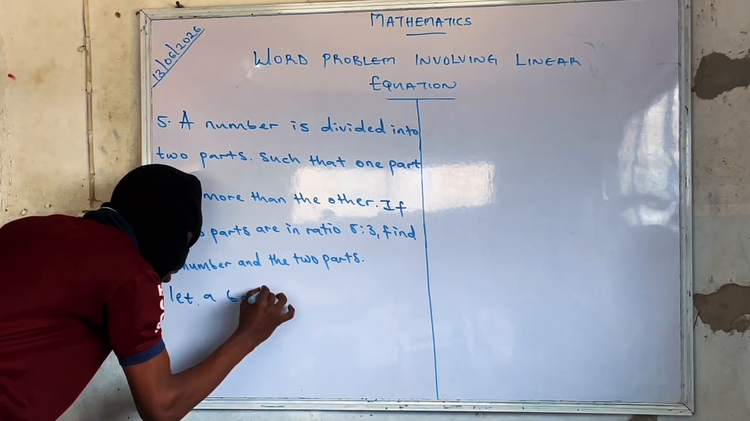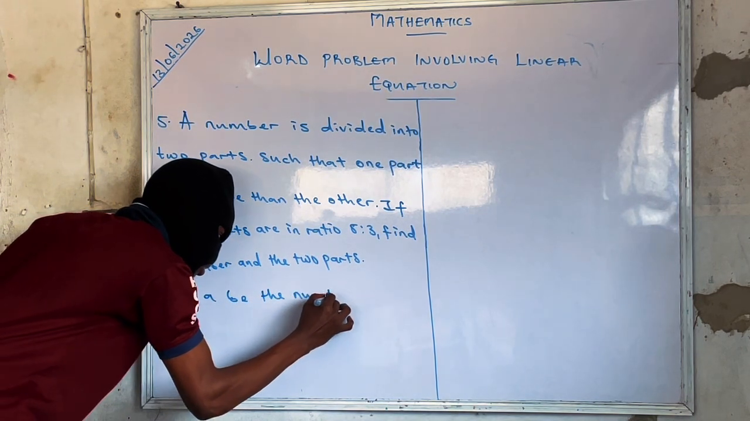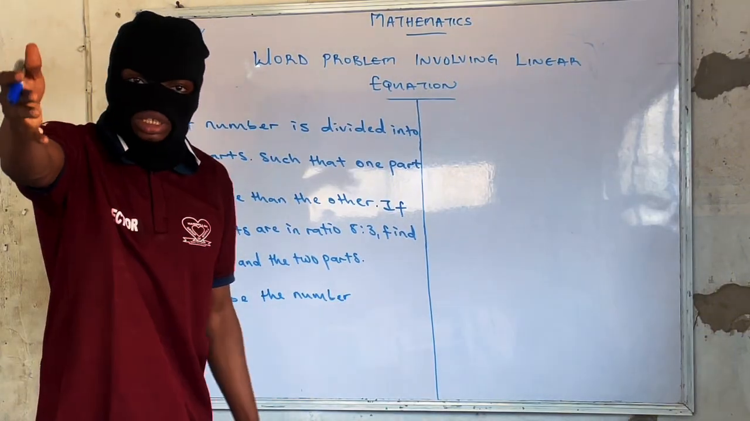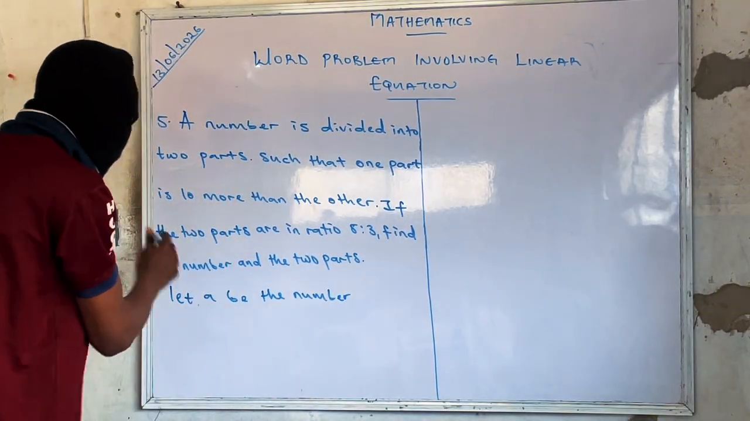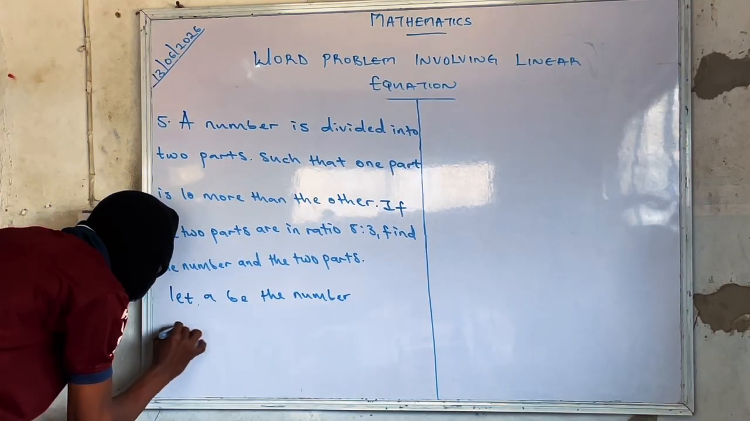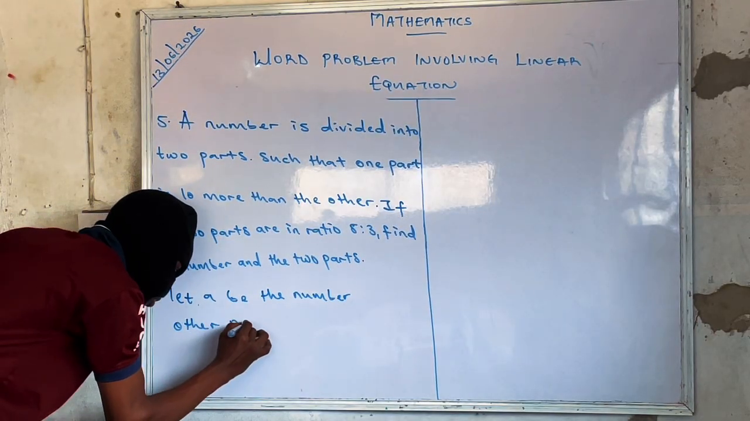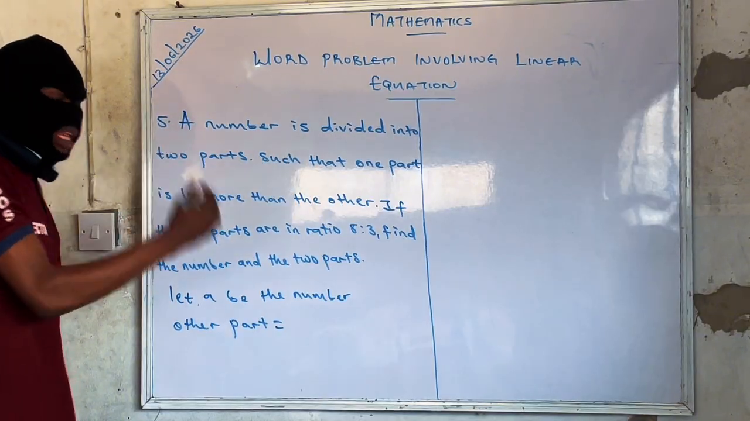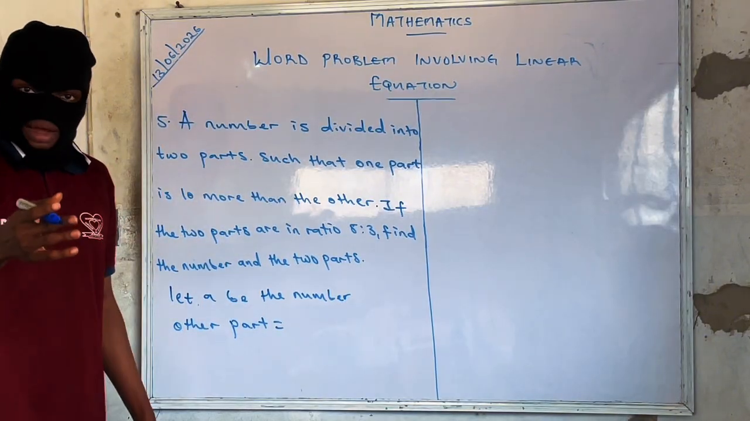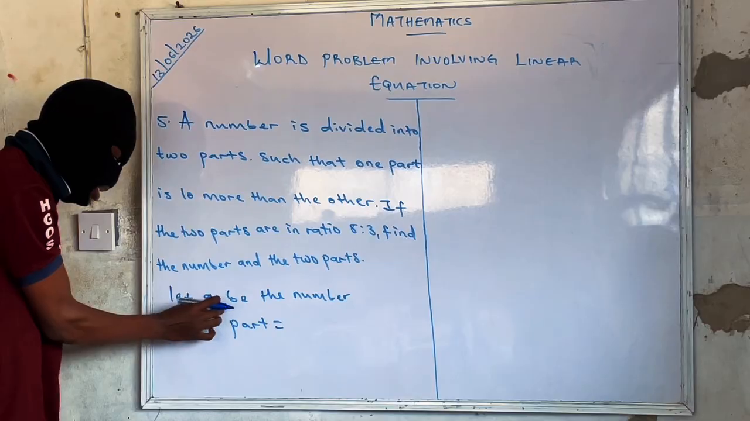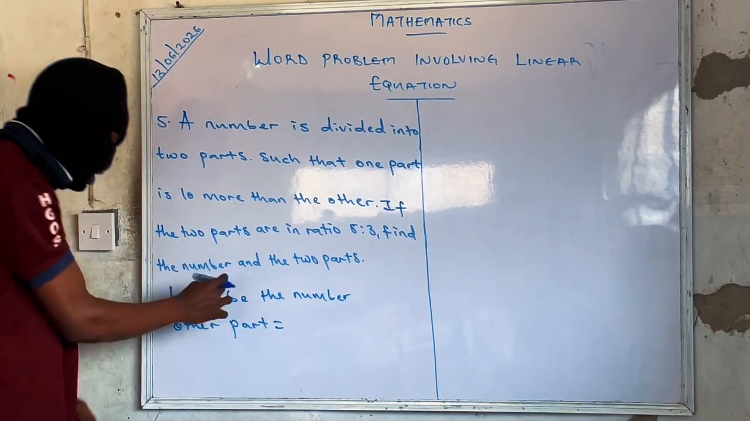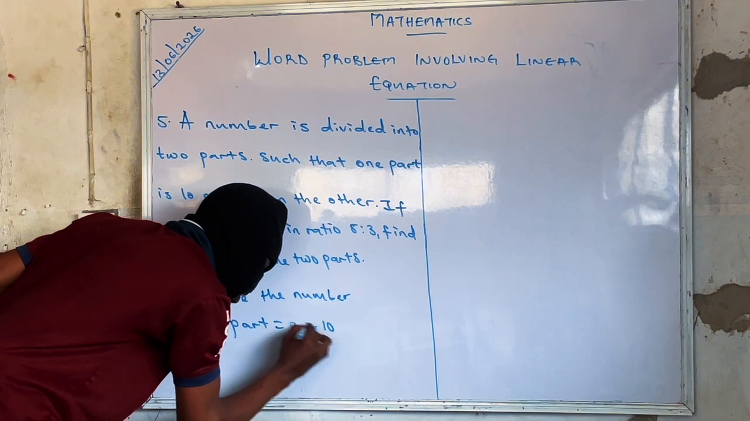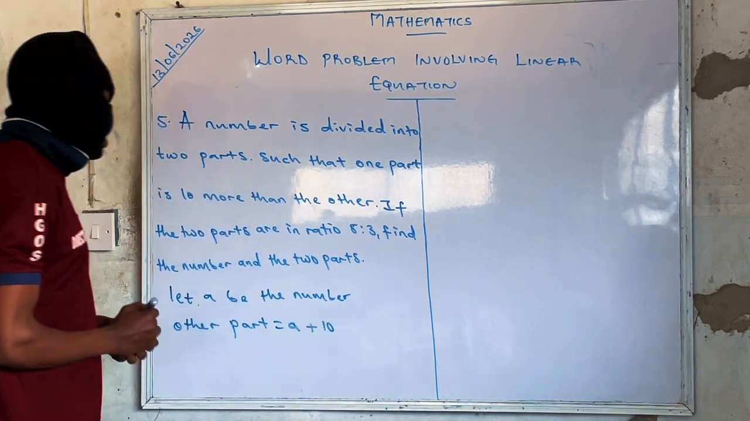A be the number. Now, this A should be one part of the number, then the other part. Since the other part is now 10 more than the other, you can see, since the first part is A, then the other part will now be A plus 10.